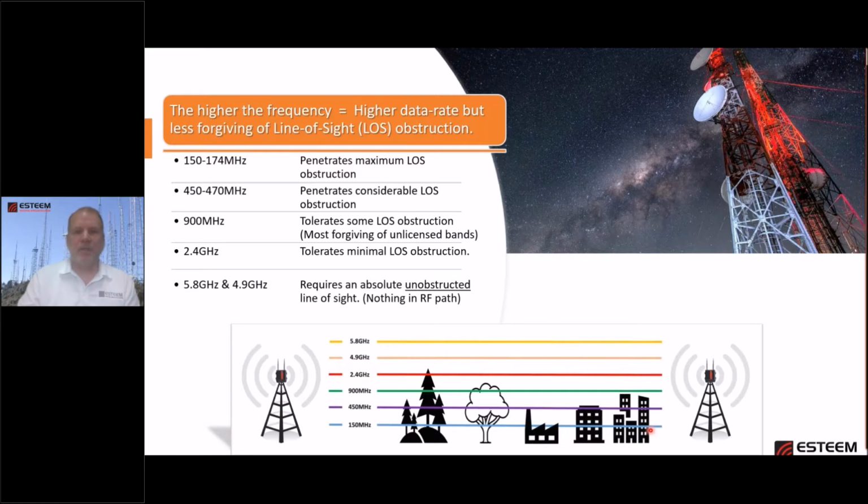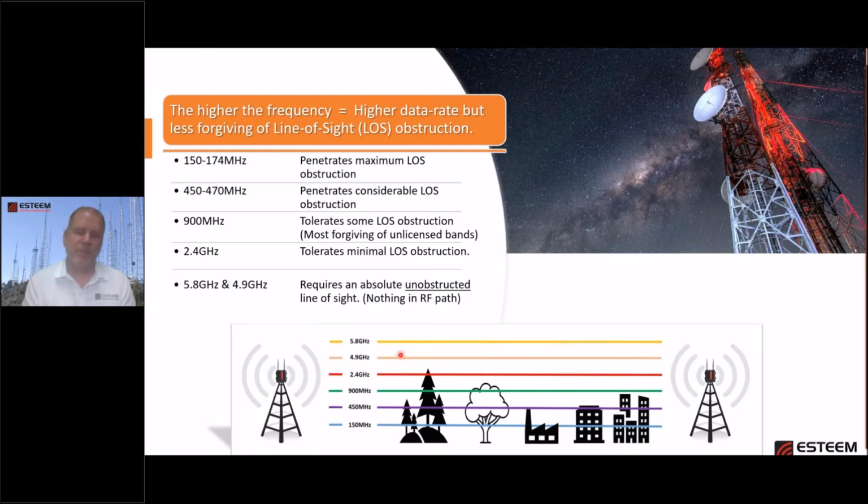As we climb that ladder, we get to 450 to 470. Again, this is very common within the water wastewater market, and it can also deal with quite a bit of line of sight obstruction. Then we start getting into 900 megahertz. This is getting into the unlicensed, or license free, frequencies. 900 megahertz can tolerate some line of sight obstruction. Of the unlicensed frequency bands, it's the most forgiving for line of sight. As we get up into 2.4, it can tolerate a minimal amount of line of sight obstruction.